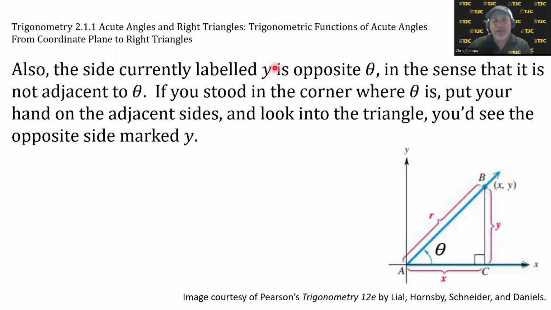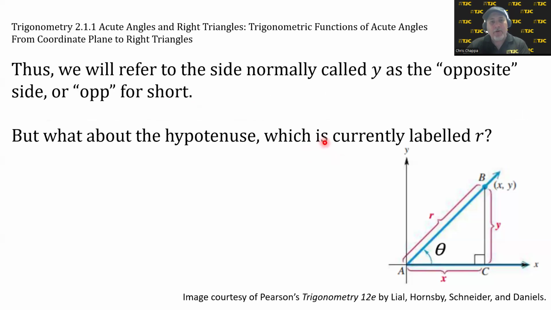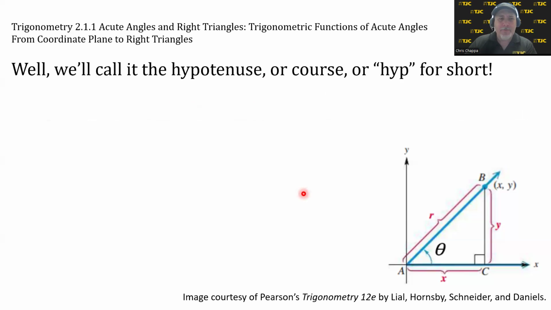Also, the side currently labeled y is opposite theta in the sense that it is not adjacent to theta. If you stood in the corner where theta is, put your hands on the adjacent sides, and looked into the triangle, you'd see the opposite side marked y. Thus, we will refer to the side normally called y as the opposite side, or OPP for short. But what about the hypotenuse, which is currently labeled r? Well, we'll call it the hypotenuse, of course, or HYP for short.